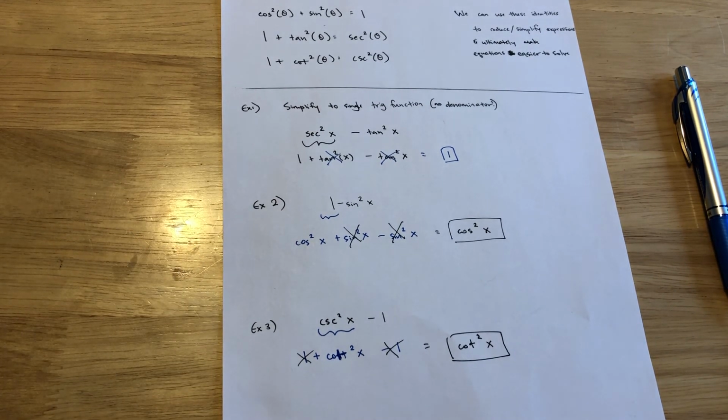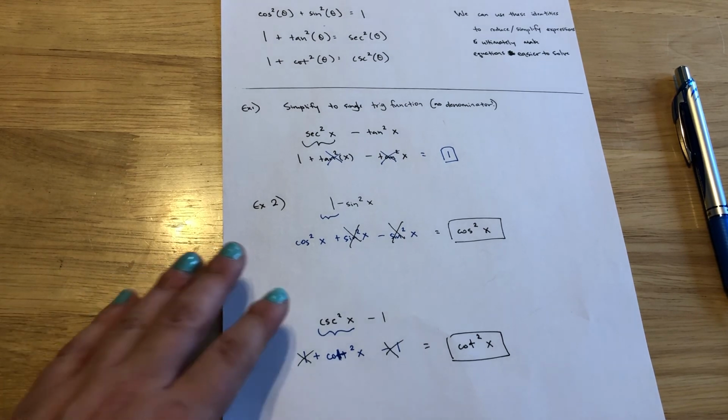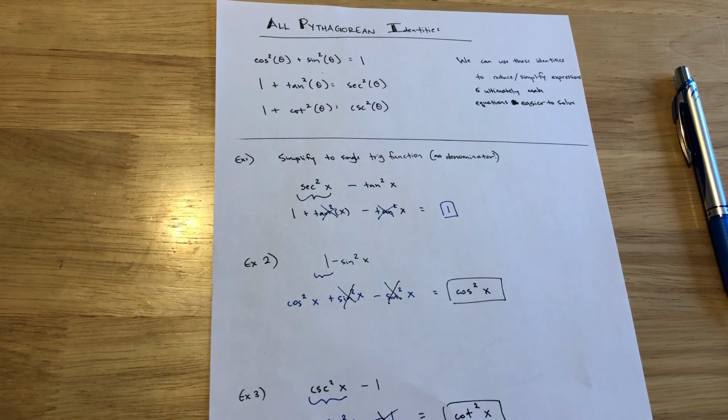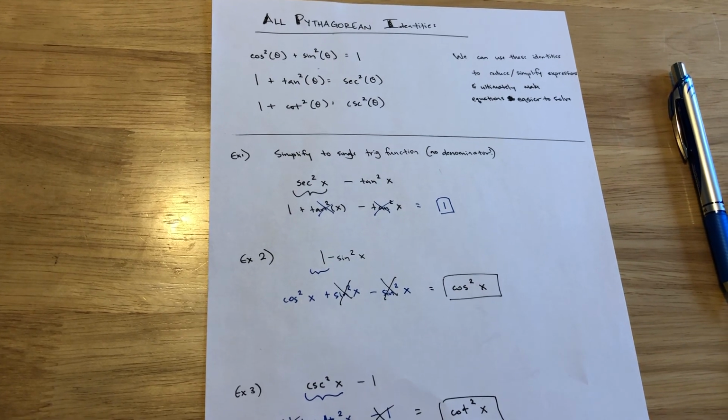So that's what these identities are asking you to do over on Delta Math, just to simplify, just to reduce by doing some substitution. So take these identities, take these examples, head on over to Delta Math, and practice these problems.